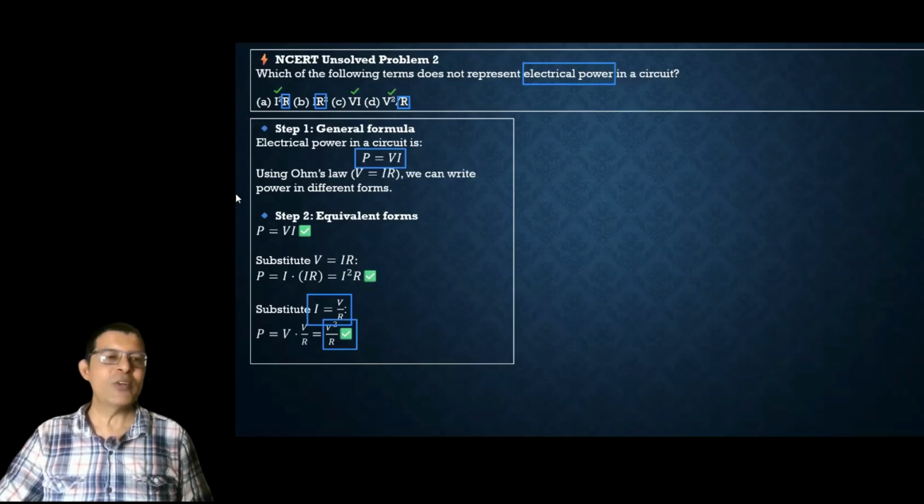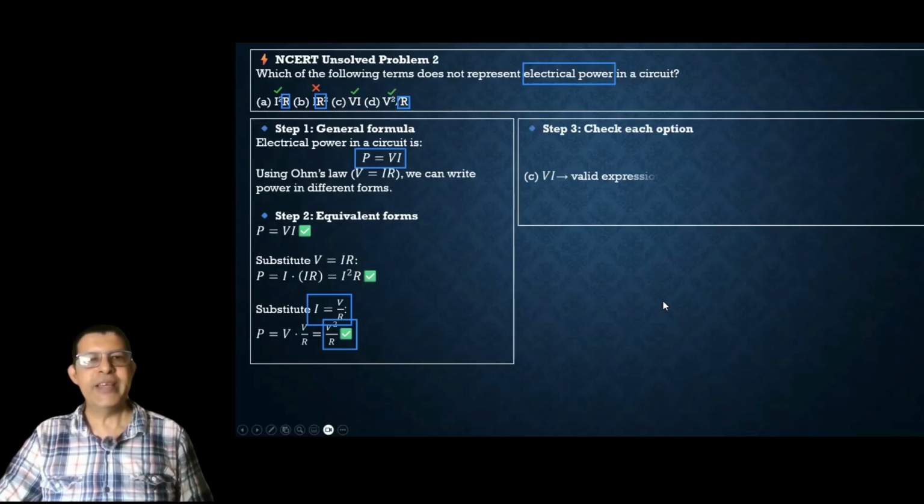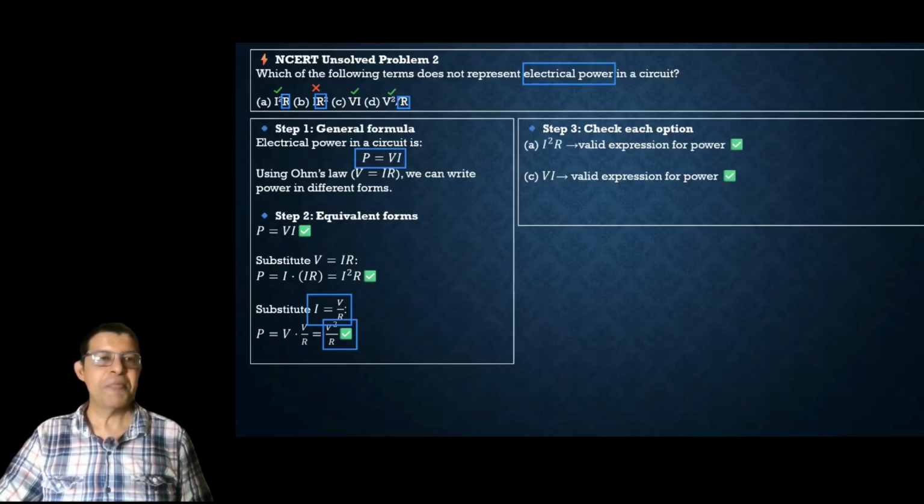So that means the only incorrect option remaining now is I R square. So this is your final answer, right? Option C is correct first. Then second we saw I square R is correct. That means option A is correct. Then we saw that V square by R is correct. That means option D is also correct. Option B is incorrect.